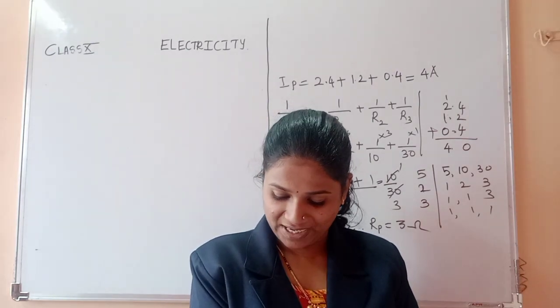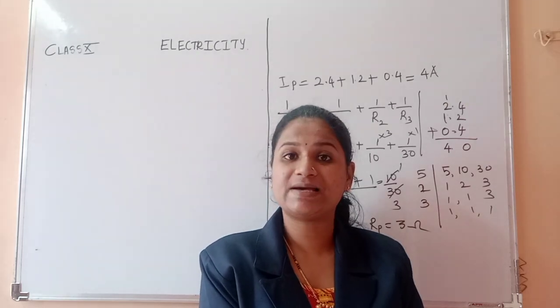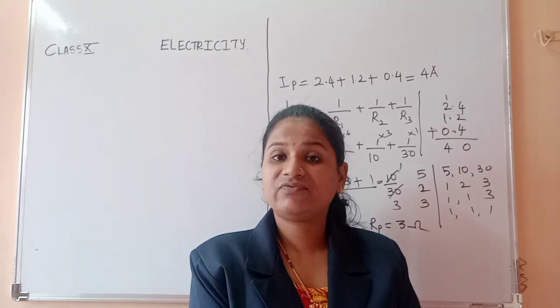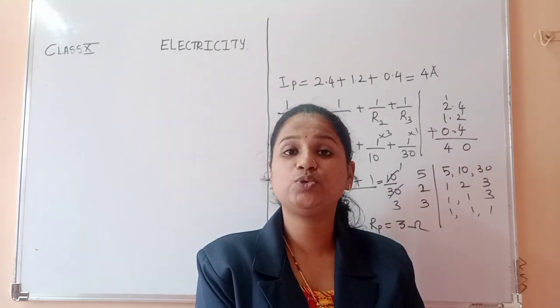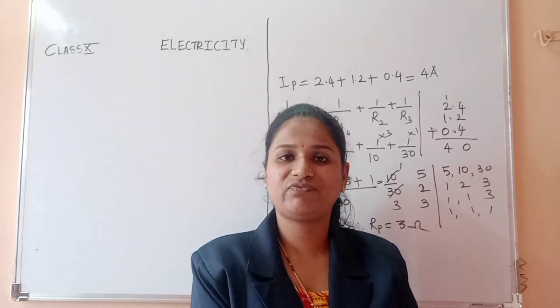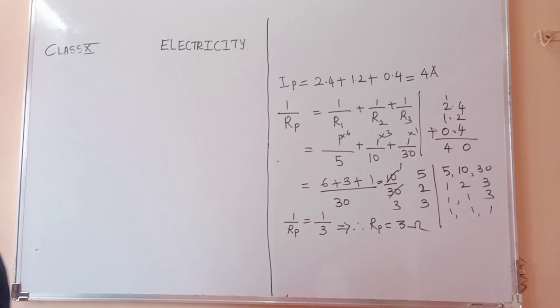So we have to find the currents when the resistors are used separately, when the resistors are used in series, and when the resistors are used in parallel. So overall we should find the current in all three cases.